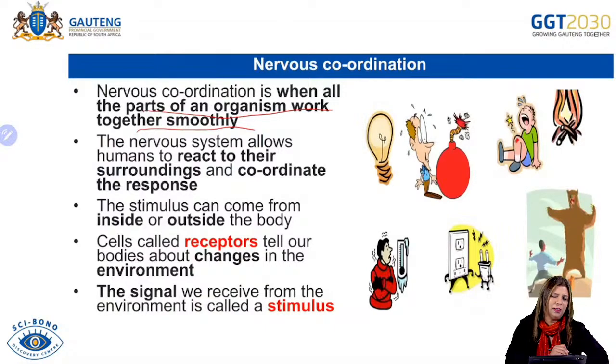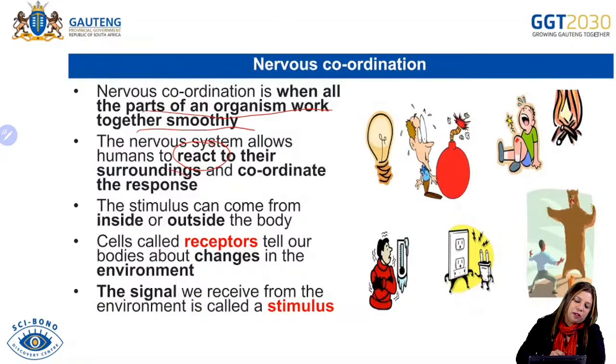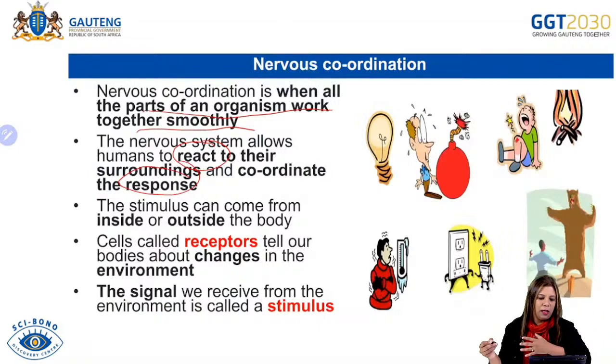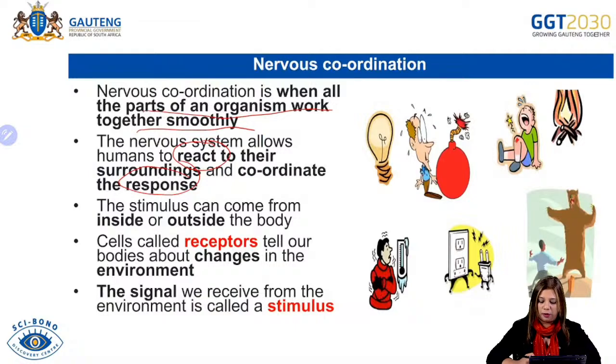This is a very important sentence because it basically sums up the nervous system in one sentence. The nervous system allows humans to react to their surroundings. So something is happening in their surroundings, and it's not just on the outside, changes can also happen on the inside. And then we coordinate our responses. So when we say coordinate our response, that means something happens and then we respond and we behave in a certain way to help ourselves to feel better.